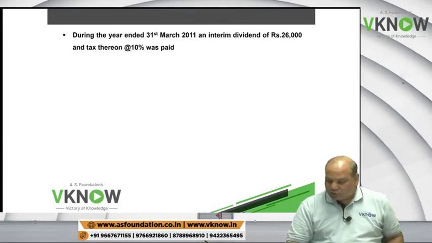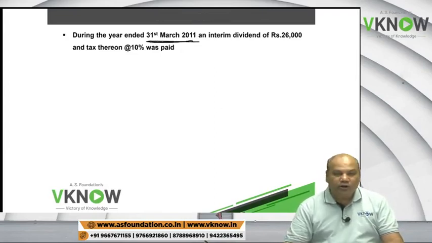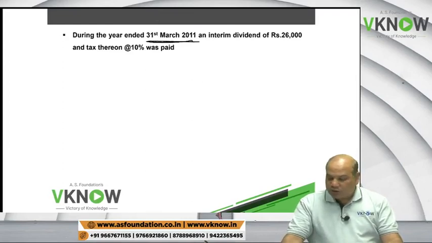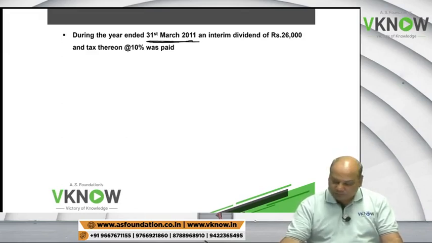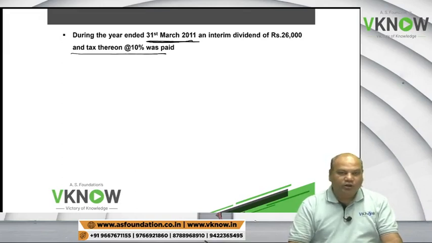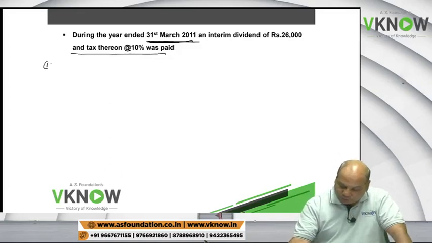And now next is during the year ended 31st March 11. During the year ended 31st March 11, interim dividend of rupees 26,000 and tax thereon at the rate of 10% was paid. This reminds you of question number 9. Please write down the journal entries somewhere nearby or in your notebook for this. 2 entries have been passed by this company for interim dividend.